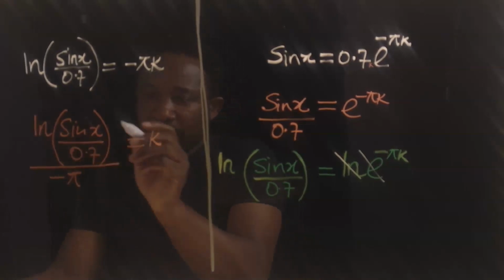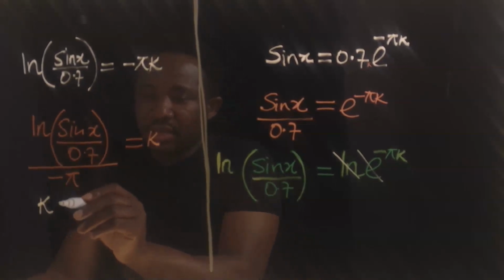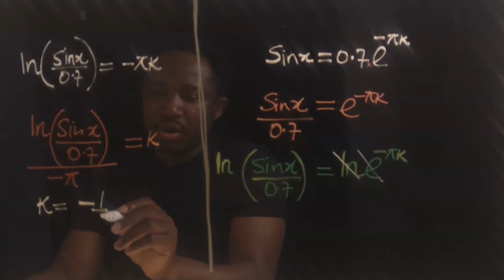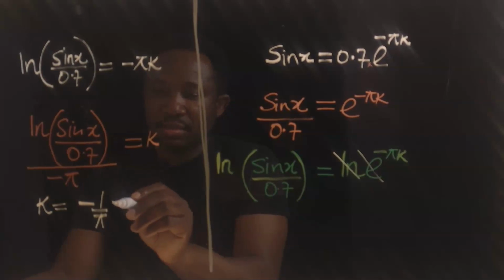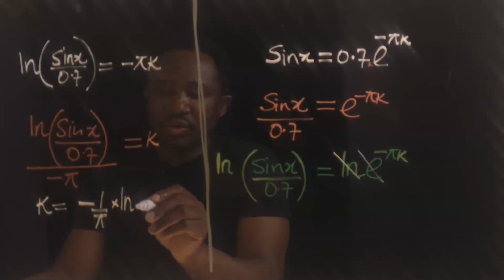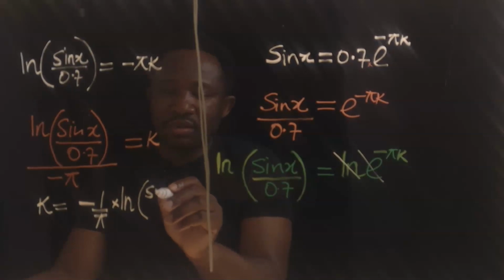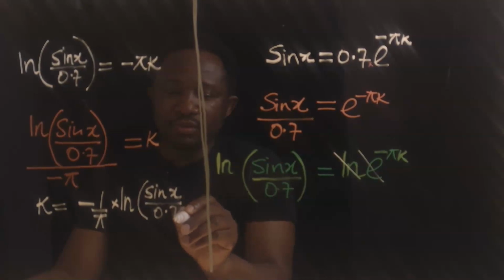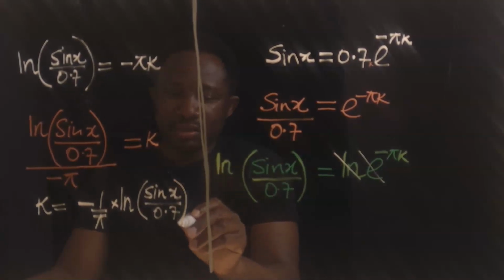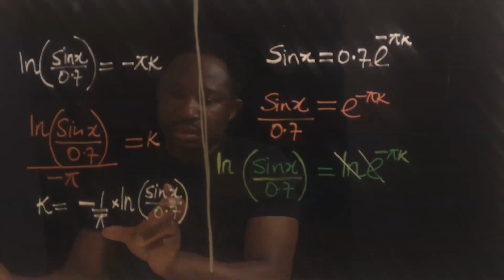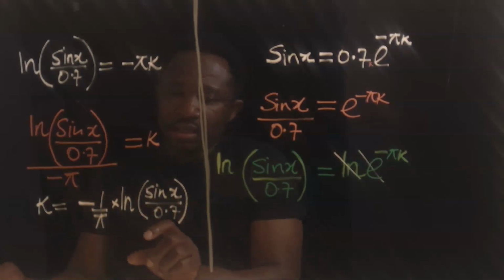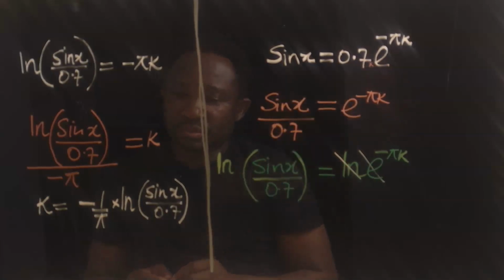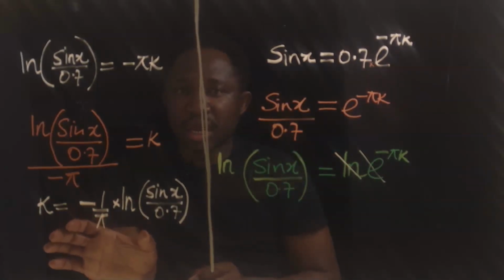We can rearrange this as k is minus 1 over pi multiply by the natural log of sine x divide 0.7 in bracket. We have made k the subject from this equation, and this becomes our answer.